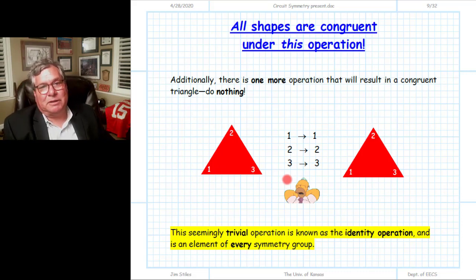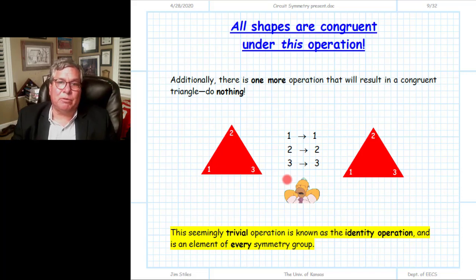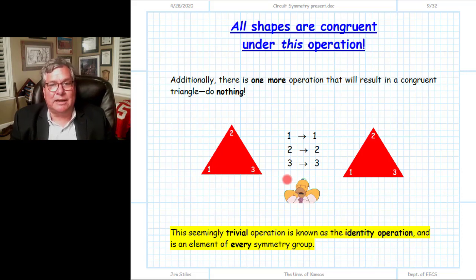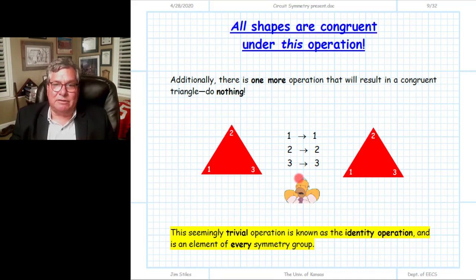And this is true of all the algebras we have. If we have multiplicative algebra, we have an identity operator, multiplying by 1. In addition, we have an identity operator, which is to add 0. And so in the case of operators which are rotations or reflections of this, we need an identity operator to complete the algebra, and that identity operator is shown here. Basically, do nothing.